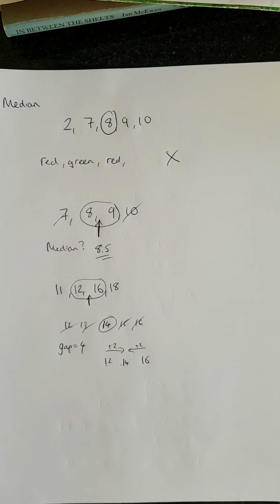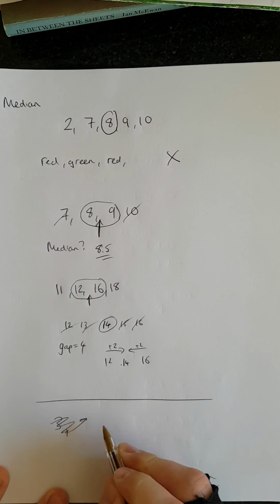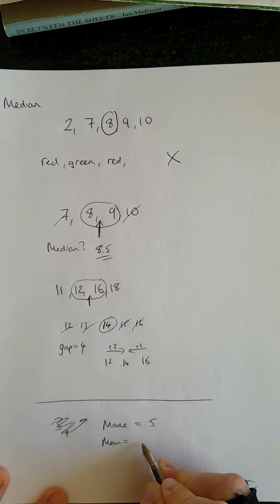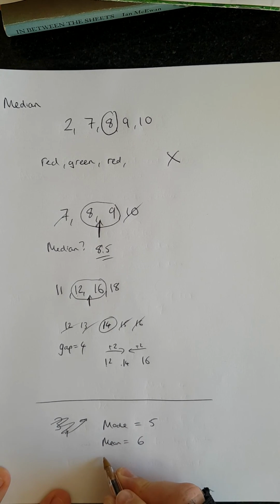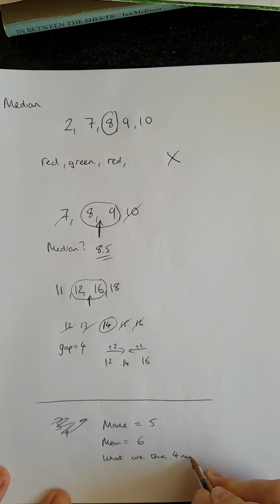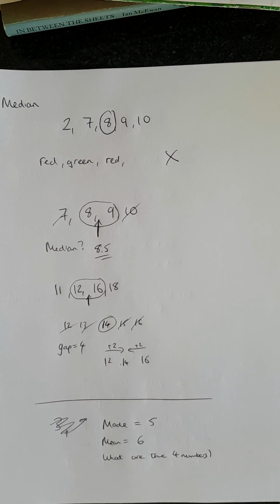So here we've looked at some of the key things you need to know about your averages. By now you should have practiced finding the mean, median and mode. And in the next section we're going to look at what you do when given a set of rules like the mode is 5 and the mean is 6. And you're going to have a question like, what are the 4 numbers? So we're going to use these rules backwards.